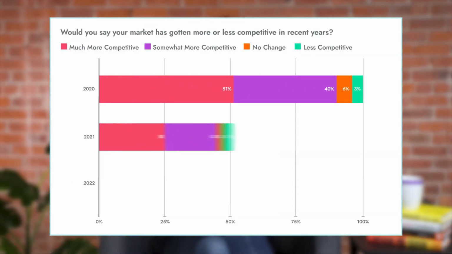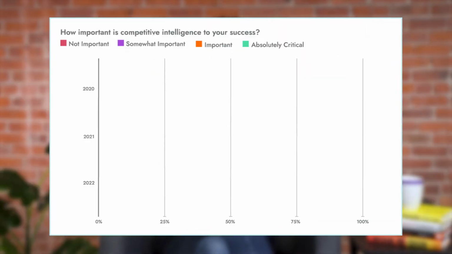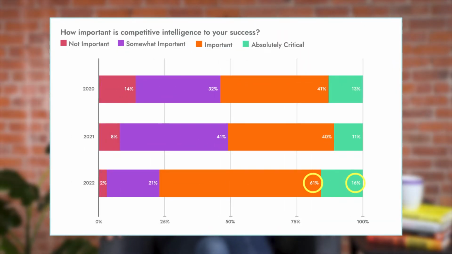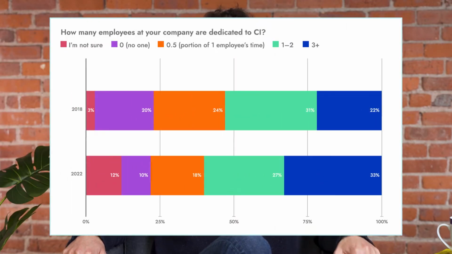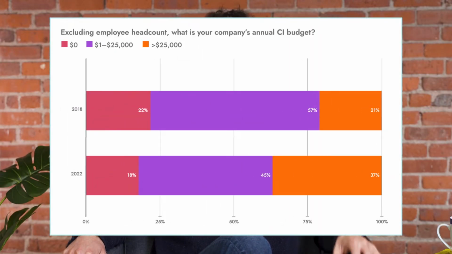First of all, the advent of cloud deployment has made it easier than ever to launch a new product, leading to the rapid intensification of competition, as you can see here. And of course, as competition intensifies, so too does the need for CI. So, how have companies responded to this change? Well, by investing further in CI, of course. Since 2018, we've seen a 50% increase in the number of CI teams with 3 or more practitioners, and a 76% increase in the number of CI teams with budgets greater than $25,000.